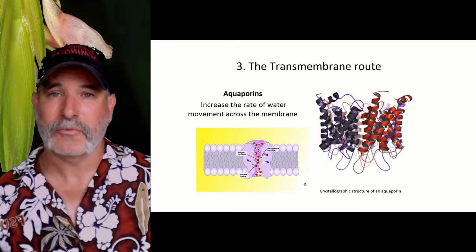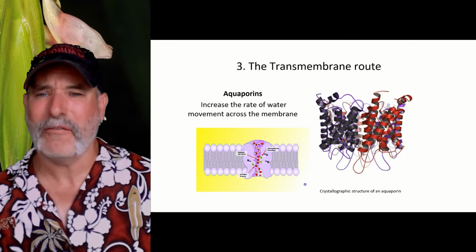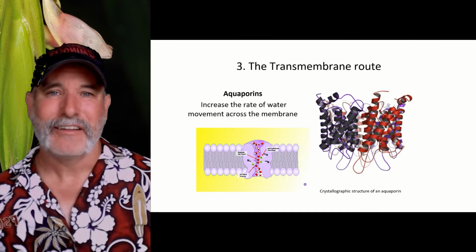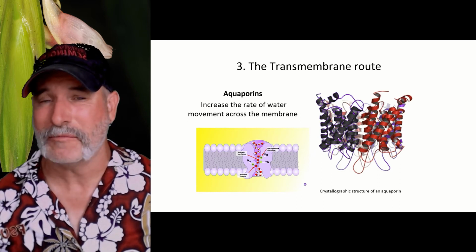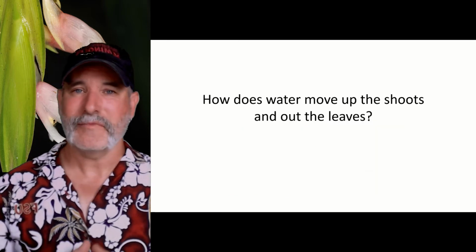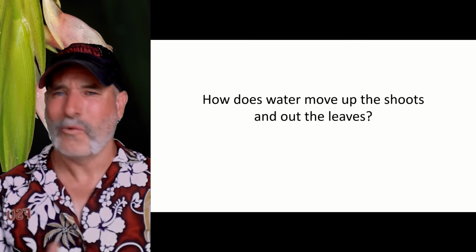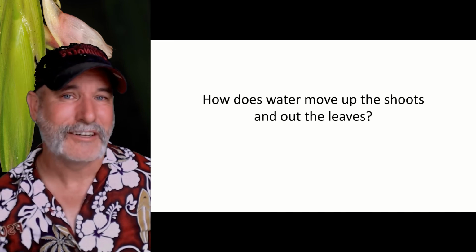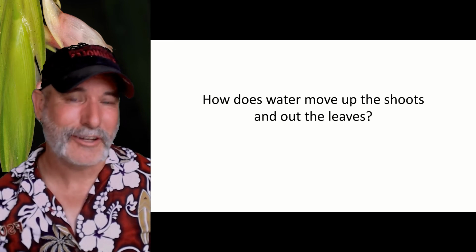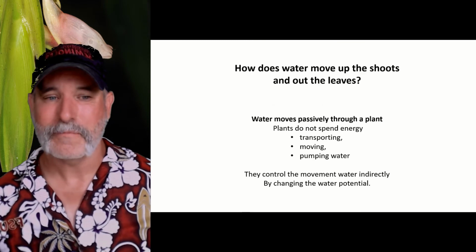So they can increase the rate of movement. And interestingly, aquaporins have only been discovered in the last 20 or 30 years. They're really common inside of our kidneys, for example, and plants use them as well. Now, we got the water in the roots, into the xylem. What happens next? We kind of got a little bit of a hint with the controlling of the electrolytes in the xylem, creating root pressure.